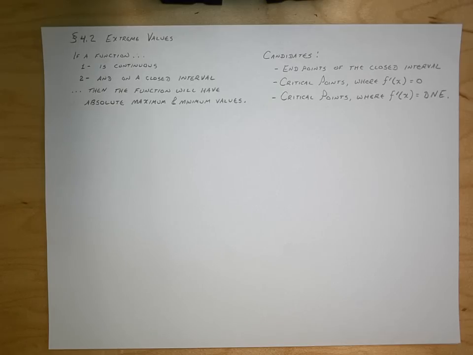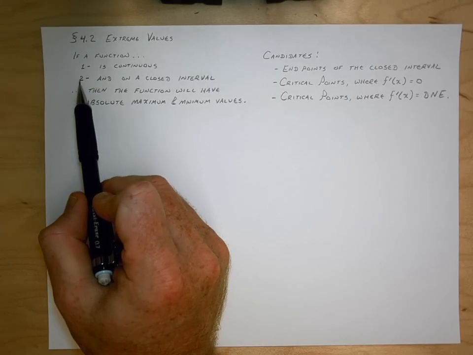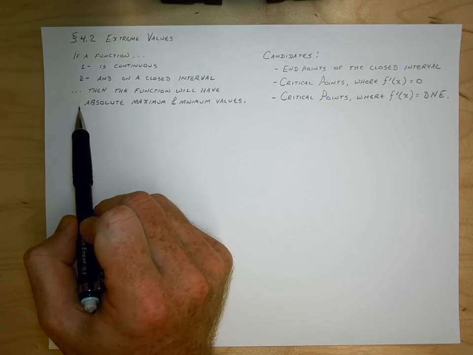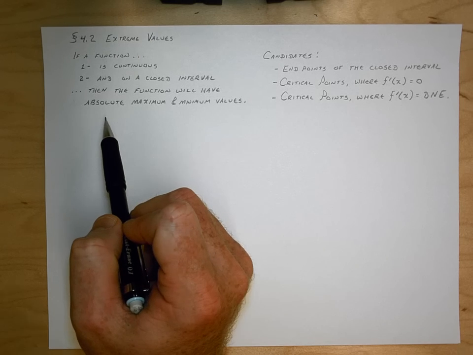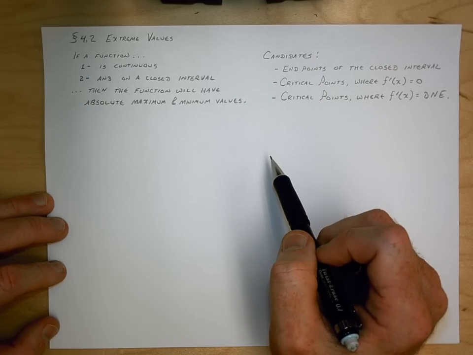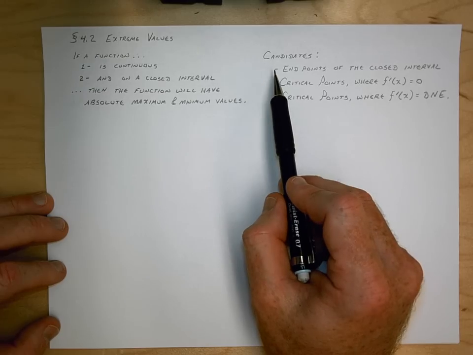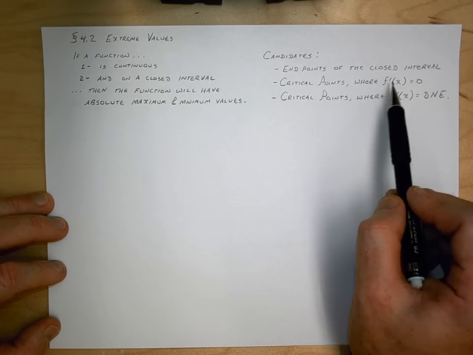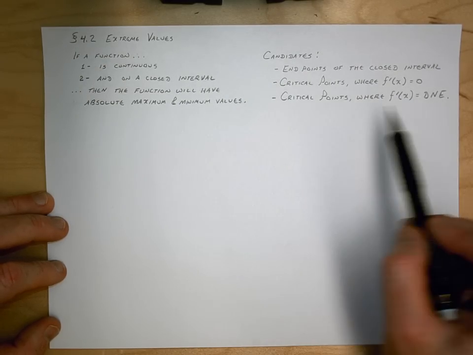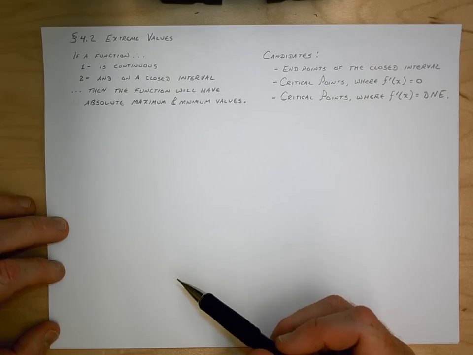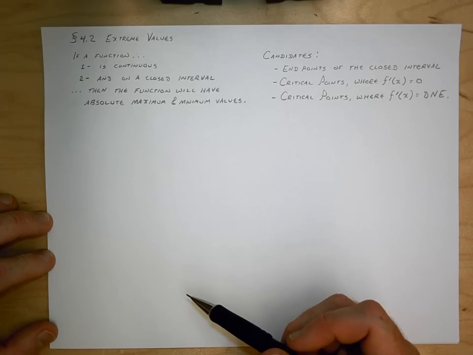Let's summarize what we've covered so far. We've said if a function is continuous, and we're looking specifically at a closed interval, then the function will have absolute maximum and minimum values. And our candidates for those absolute maximum and minimum values are the endpoints of the closed interval, critical points where the first derivative is equal to 0, and critical points where the first derivative does not exist. Okay, those are the rules of the game so far.